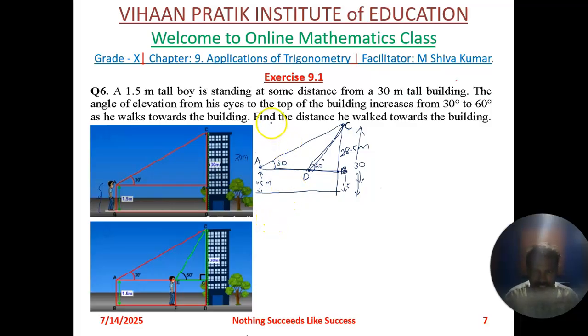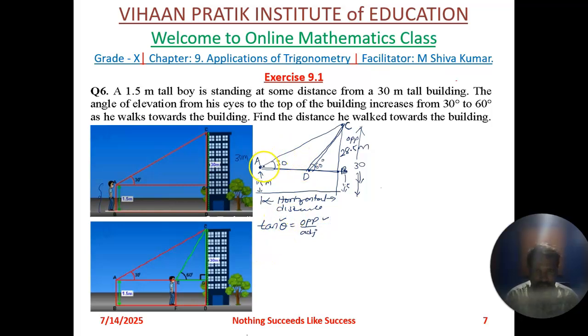Now what is the question asking? The question is to find the distance he walks towards the building. So we need to find the length or distance of the horizontal. Horizontal distance we need to find out. That's it. Okay. So here the opposite is given. The angle is given. We need to find the horizontal. So clearly we need to use tan theta. Tan theta equals opposite by adjacent. Adjacent we need to find out. Opposite is given. Angle is given.